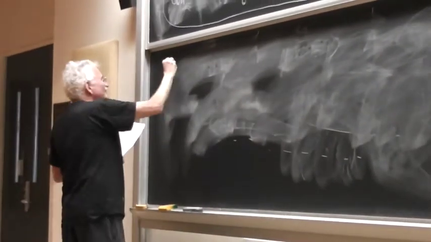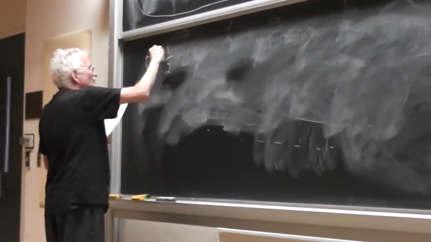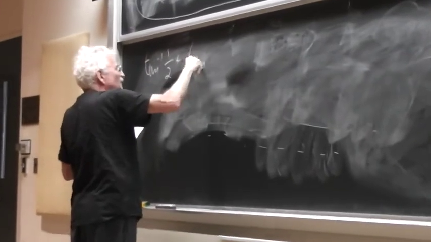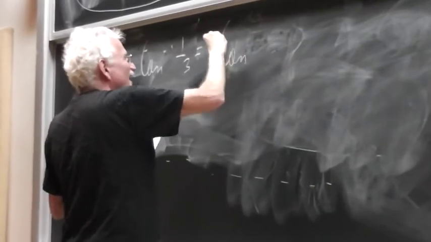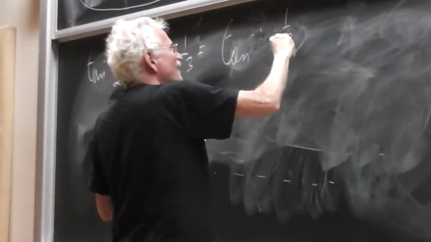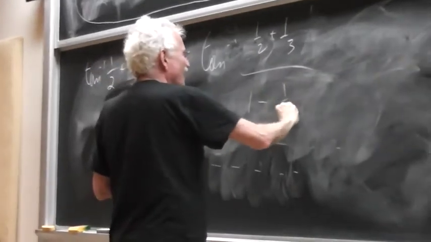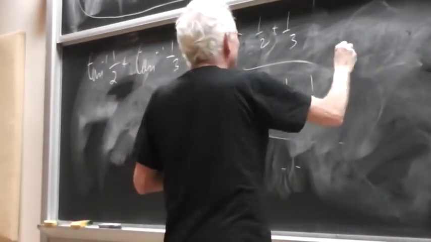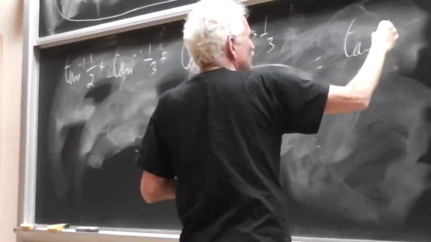So using this, the inverse tangent of 1/2 plus the inverse tangent of 1/3 is the inverse tangent of 1/2 plus 1/3 over 1 minus 1/6. This is 5 over 6 over 5 over 6.